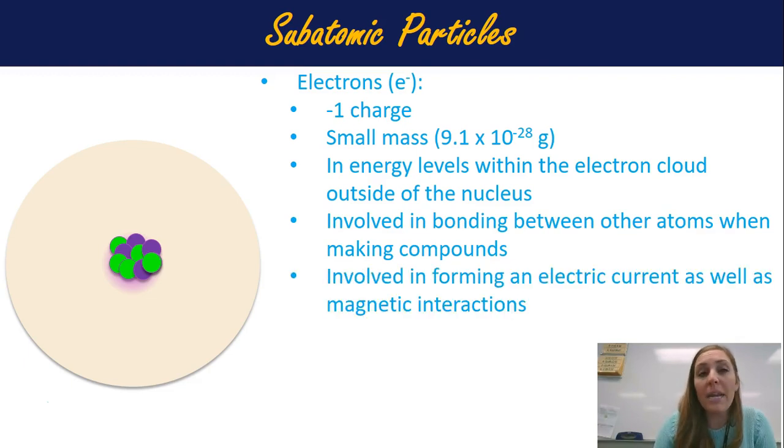They also form an electric current or magnetic interactions, so you've really experienced electrons, like if you've ever been shocked by something, or if your hair has ever stood straight up because you held a balloon close to it or something. Those were electrons making that happen. So here they are on the outside. They're also moving crazy fast. So whenever we take a picture of an electron, it just looks like a blur.